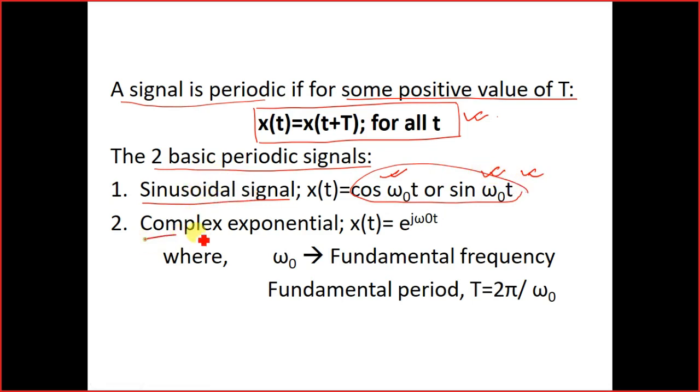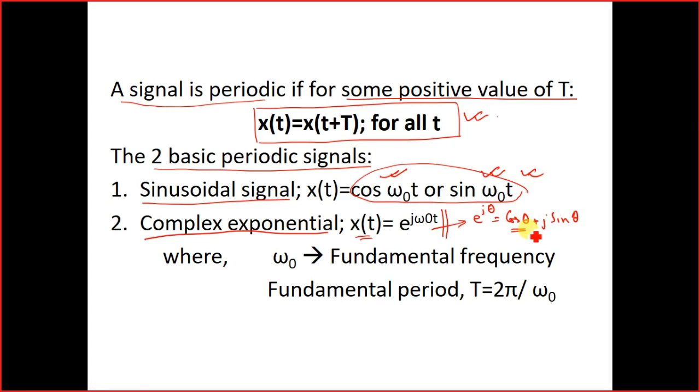Then we have the complex exponential, which is given by x(t) equals e to the power j omega naught t. Now why is this a periodic signal? If you look into this equation, it is in the form of e to the power j theta, which equals cos theta plus j sin theta, right?